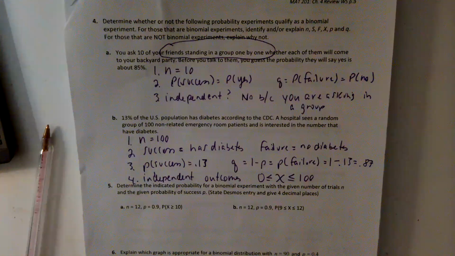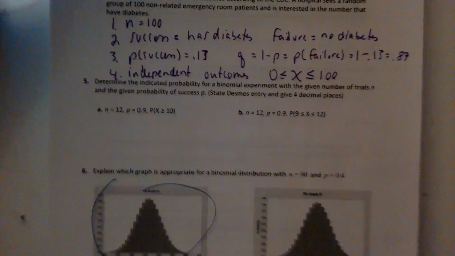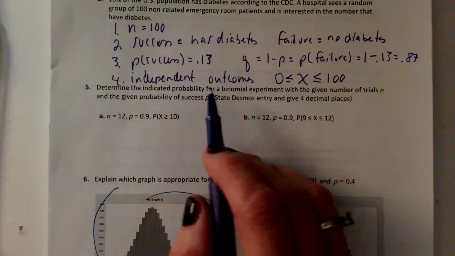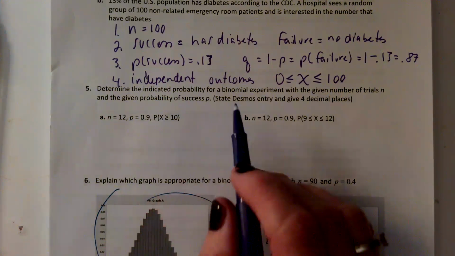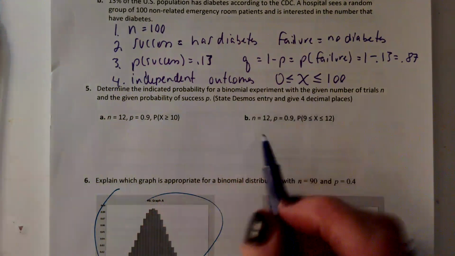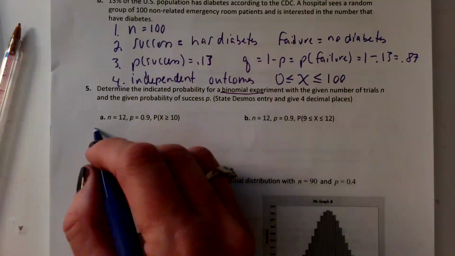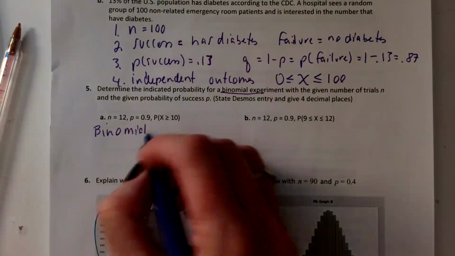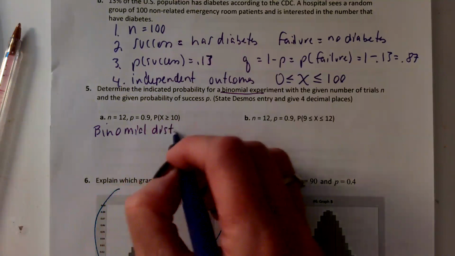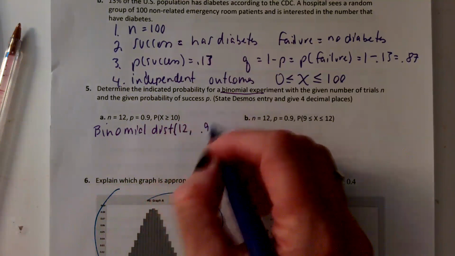Okay. So now we're going to dive into actually finding the probabilities of these binomial outcomes. So number 5 says, determine the indicated probability for a binomial experiment with a given number of trials N and the given probability of success P. State the Desmos entry and give 4 decimal places. So these are binomial experiments. So we know that it's going to be the binomial distribution. And we're going to put in N for 12 and the success is 0.9.